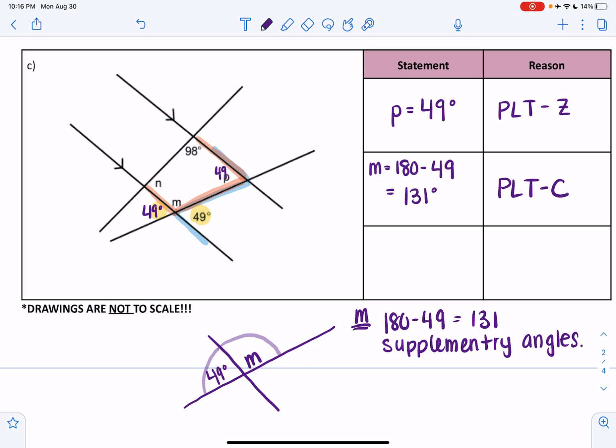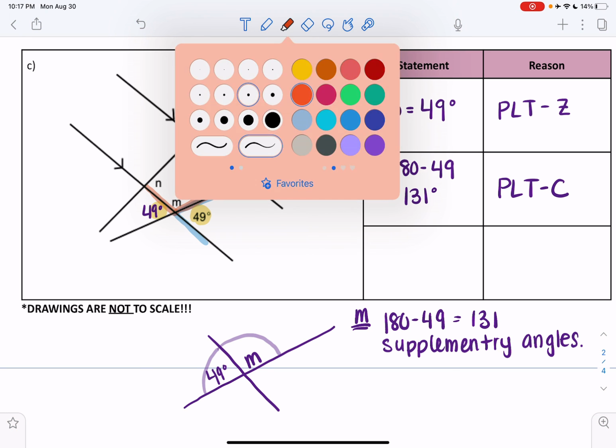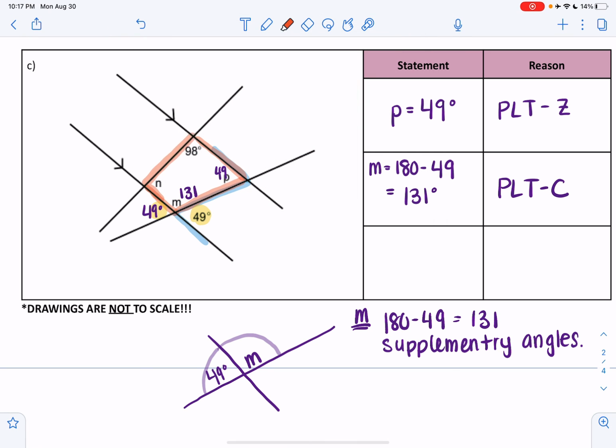Totally up to you. Now, the last one we need to find is N. And for N, again, a few different ways that you can find this. But I see an interior angle, so I'm going to use that. So we have this interior angle here with the 98. So our N will be 180 minus 98, which is 82 degrees. And again, that's from our interior angles. But there are lots of ways to approach these, so whichever one you see first absolutely works.